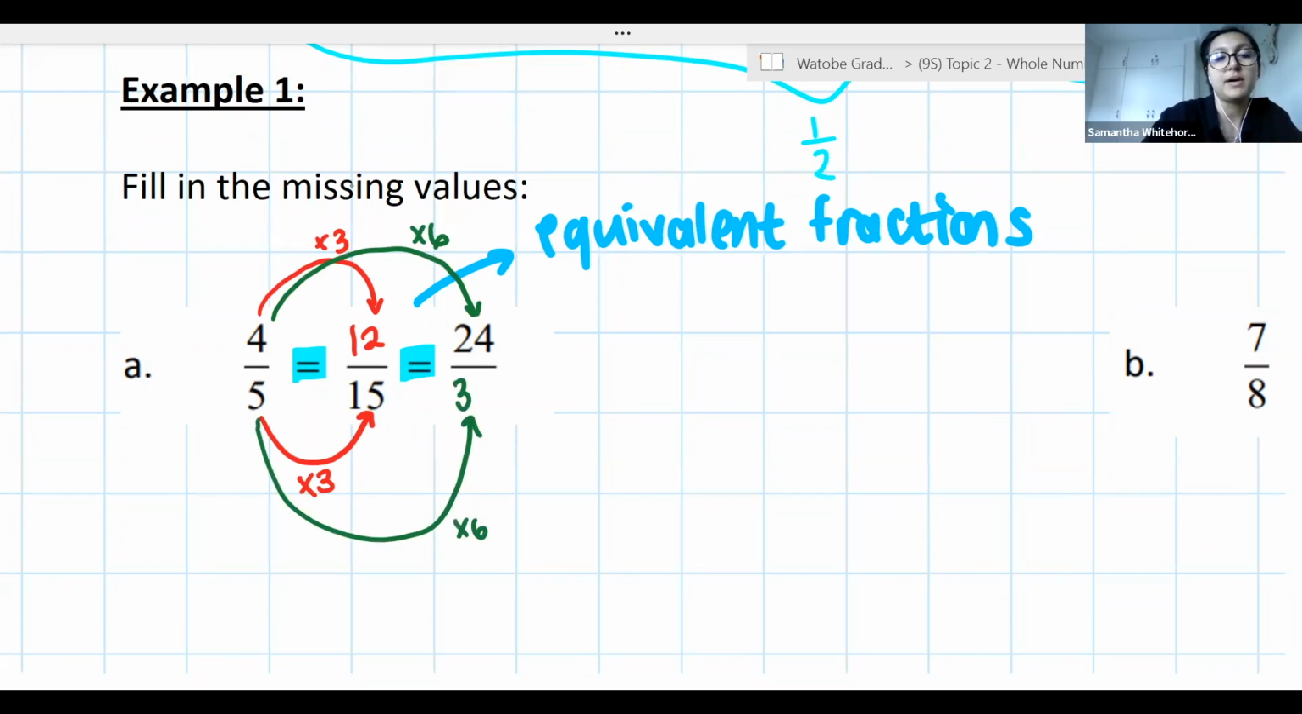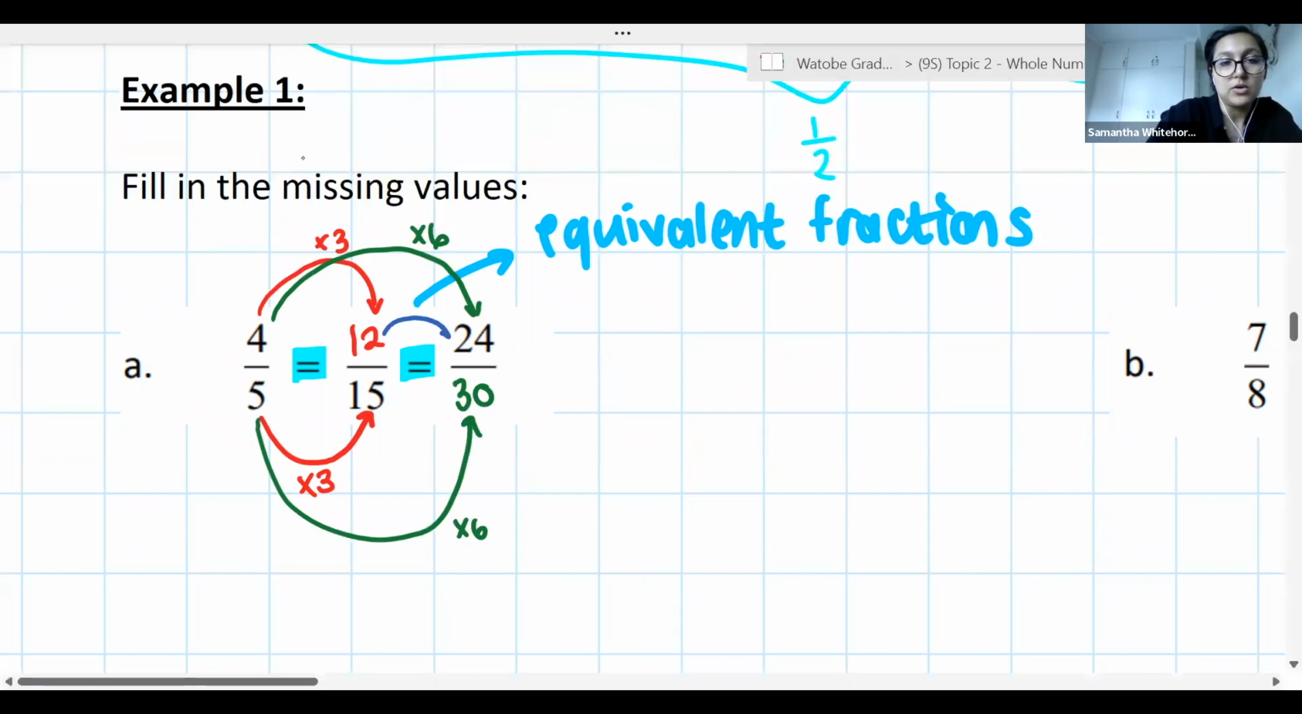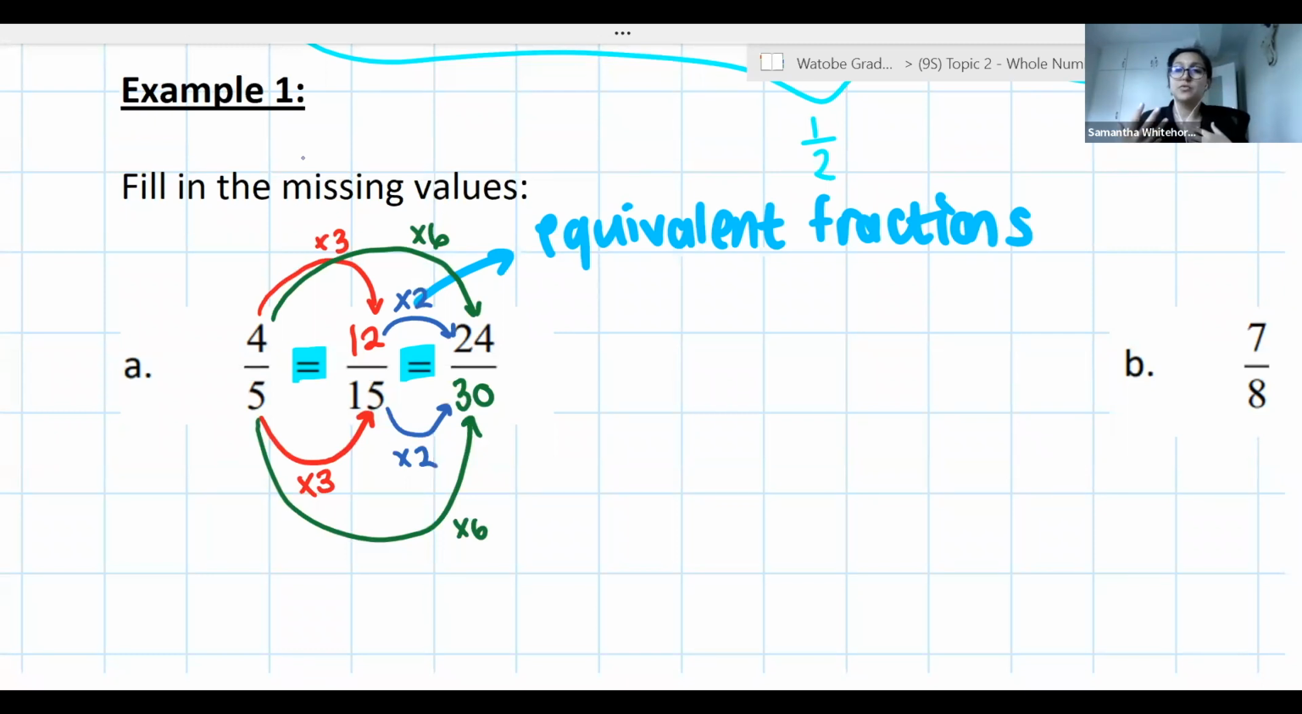If I times 5 by 6, I get 30. If you didn't want to use the first fraction, that's cool. We know that to get from 12 to 24, I times by 2. And so I must times 15 by 2. You get exactly the same thing. And that is sort of what equivalent fractions are. Doesn't matter which one you're working with, it represents the same thing.